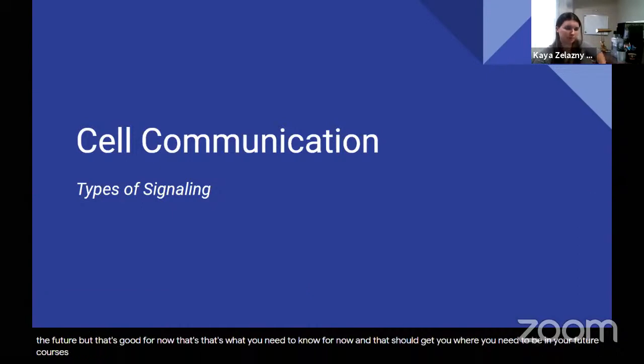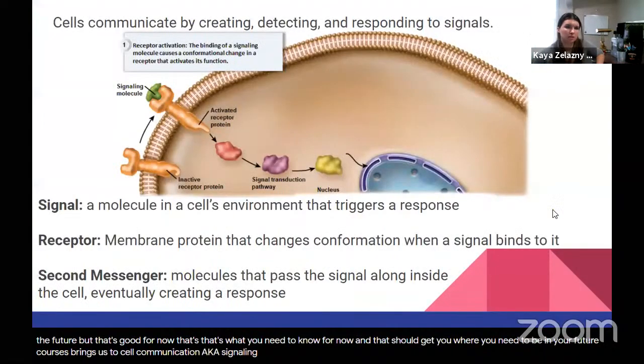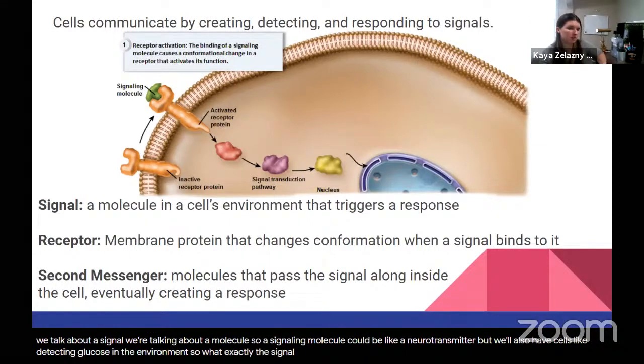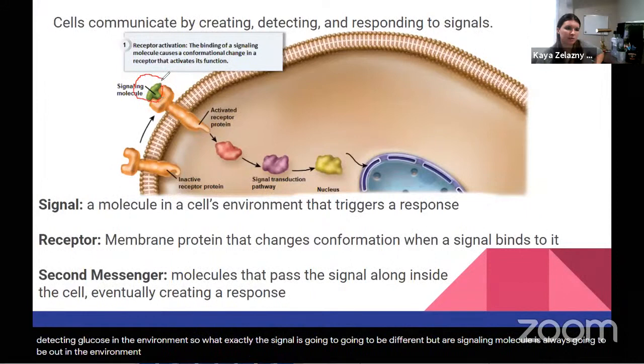Brings us to cell communication, aka signaling. So cells communicate by making signals, detecting signals, responding to signals. When we talk about a signal, we're talking about a molecule. So a signaling molecule could be like a neurotransmitter, but we'll also have cells detecting glucose in the environment. So what exactly the signal is is going to be different, but our signaling molecule is always going to be out in the environment somewhere, right?